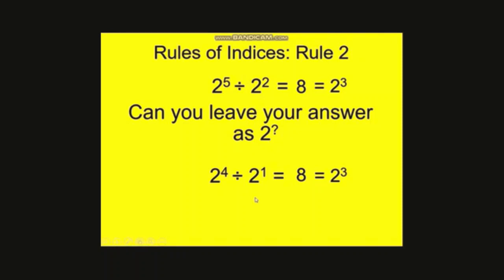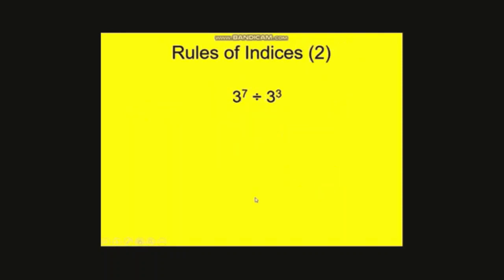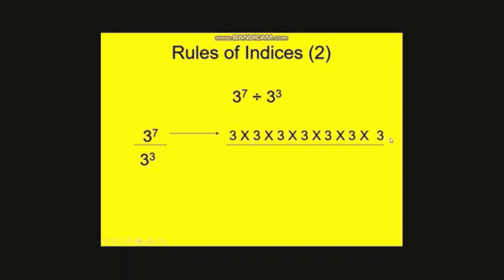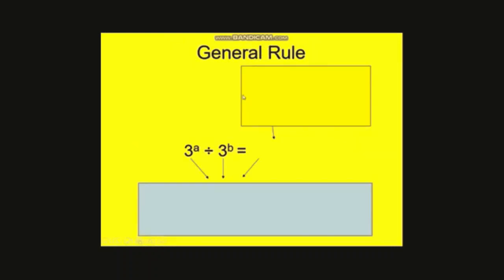So let's have a look at y. When we're doing divide, we write it as a fraction. 3 to the 7 is 7 3's multiplied. 3 to the 3 is 3 multiplied. And we can cancel out any on the top and the bottom. So I've cancelled out there, which means I'm now left with 4 3's, which is 3 to the power of 4. And again, you might notice that 7 take away 3 is 4.